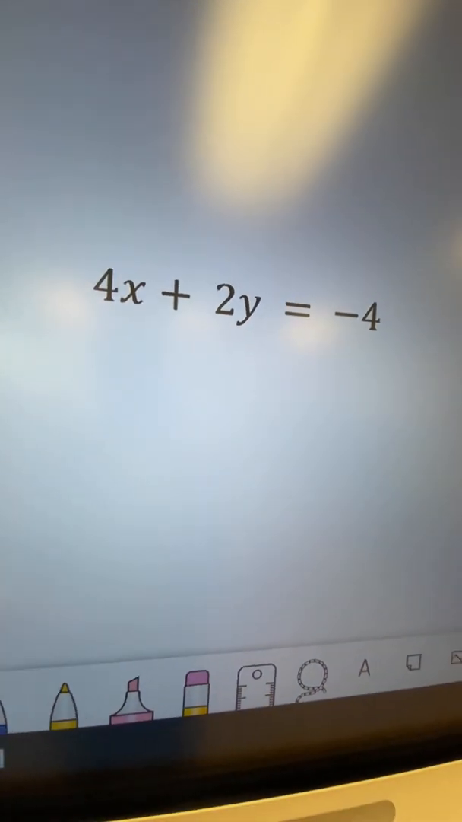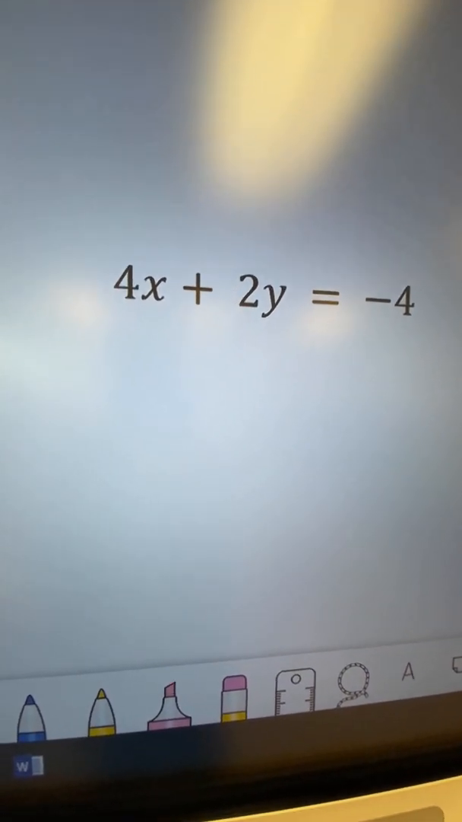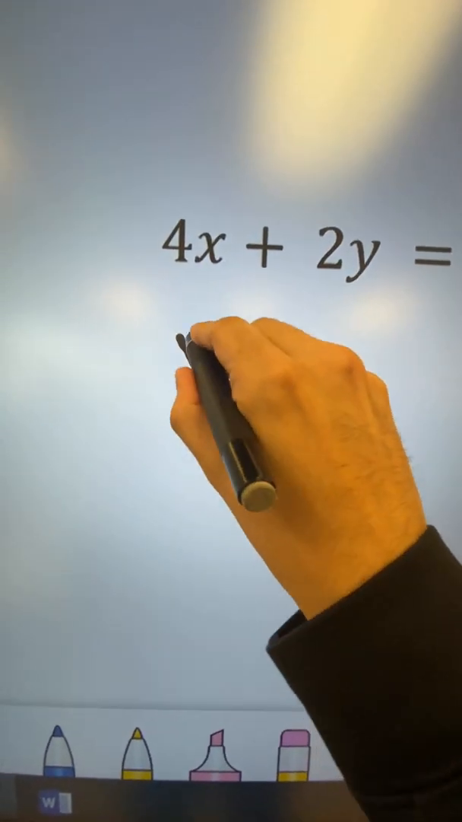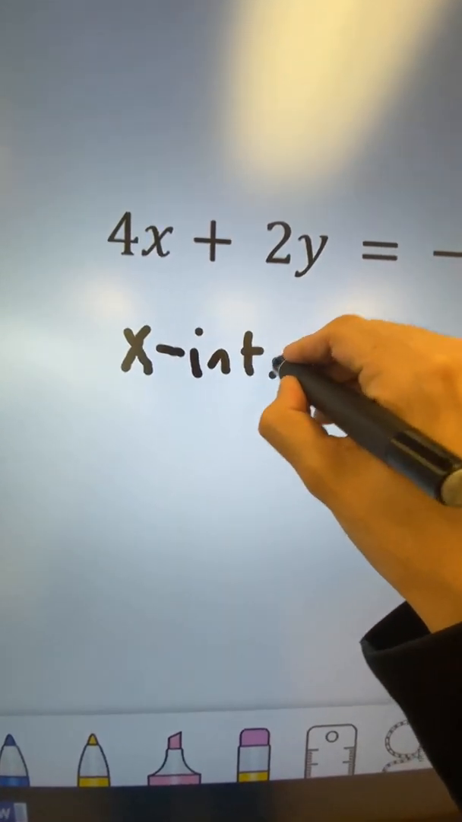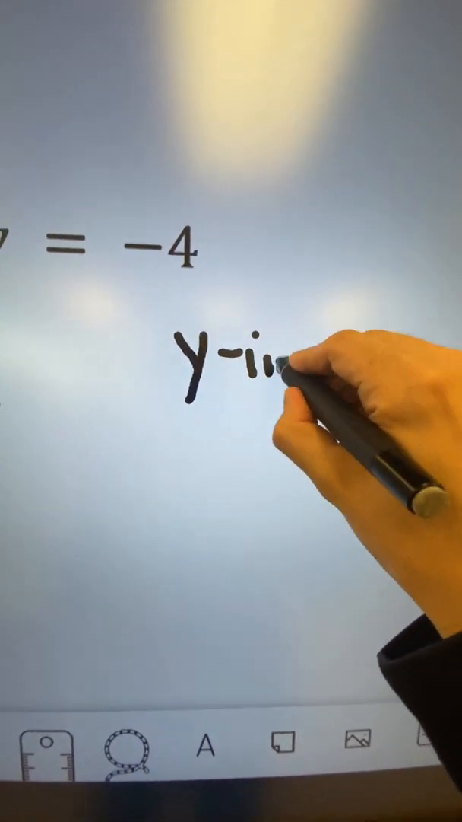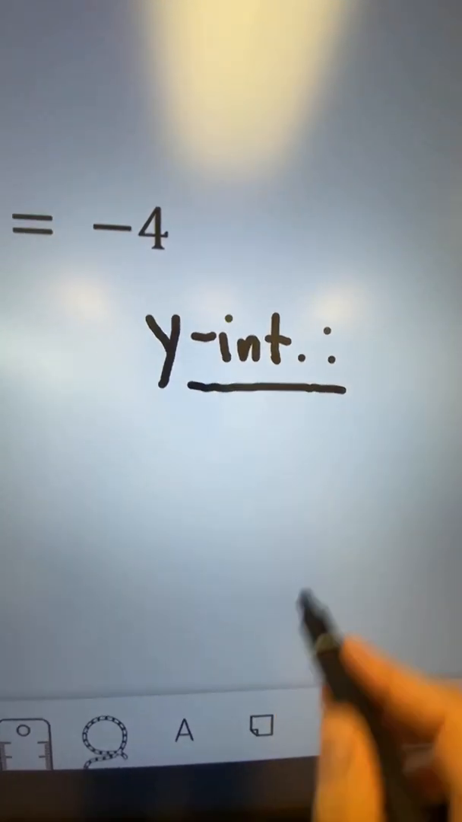To find the x and y intercepts for this equation, I'm going to first start off by organizing my information. So I'm going to find my x-intercept, and the work for that's going to go here. And I'm also going to find the y-intercept, and the work for that's going to go over here.